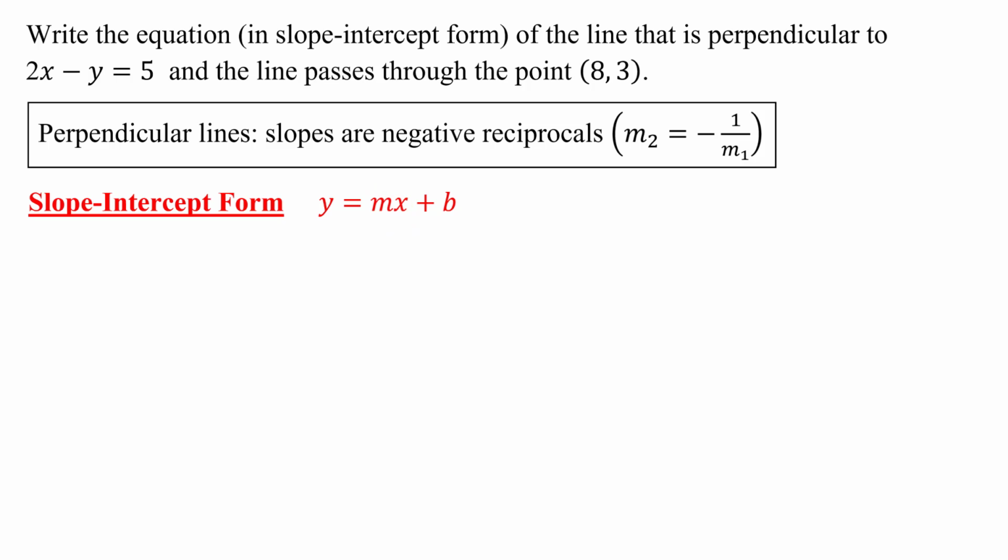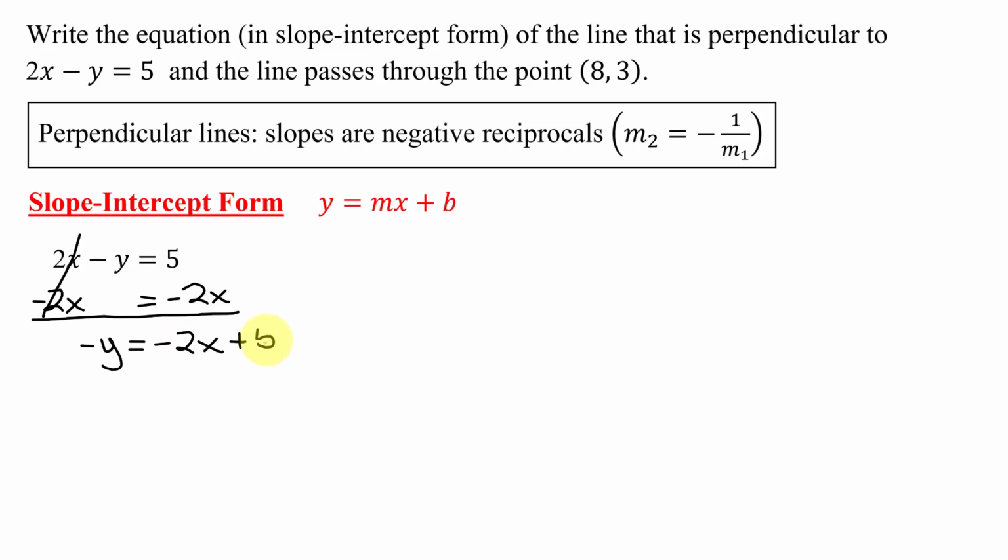So looking at my given line, 2x minus y equals 5, I need to solve it for y. So I'm going to subtract 2x from both sides of this equation. And I get negative y equals, unlike terms can't combine, I want my x term first, so it's in this format, negative 2x plus 5.